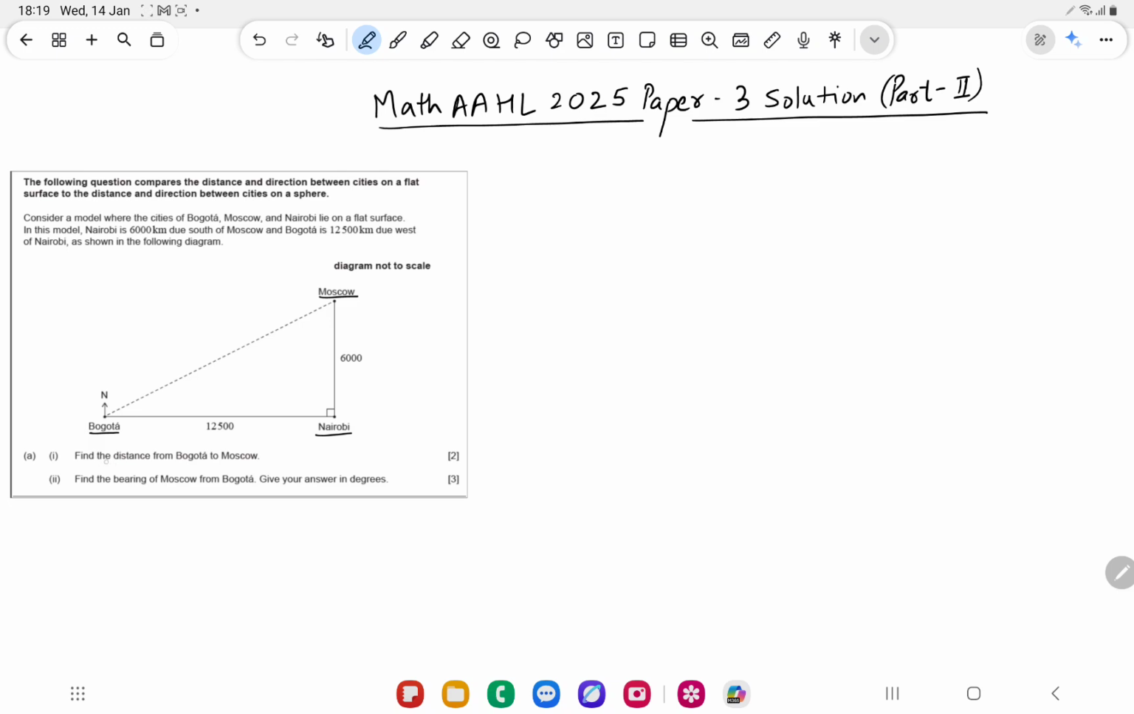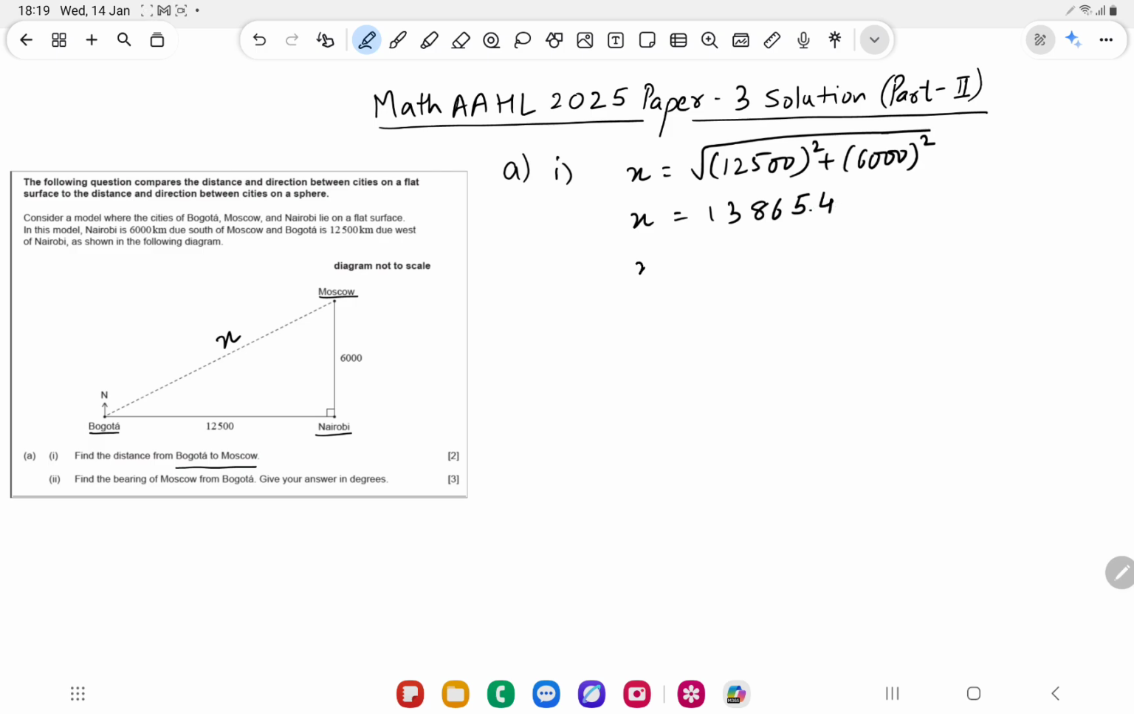So what we have to do is find the distance between Bogota and Moscow. Between these two I can write it as x and I can attempt to use Pythagoras theorem. So x will be under root base square plus perpendicular square. When I solve it, I will get my answer as 65.4. You can also write your answer as kilometer.